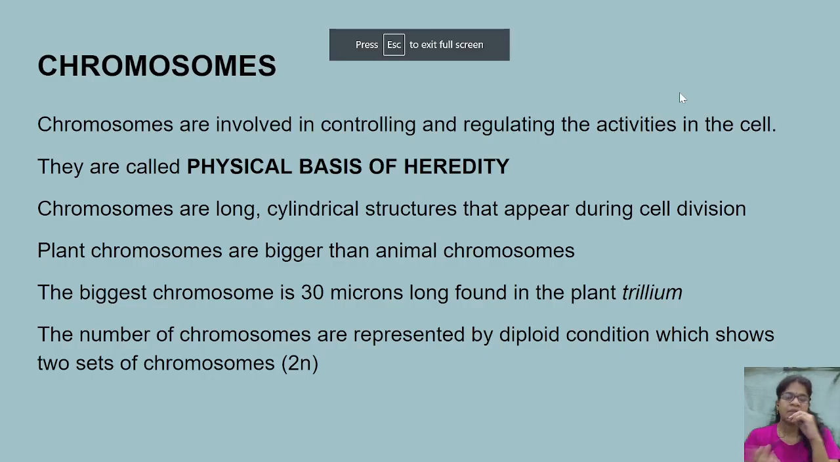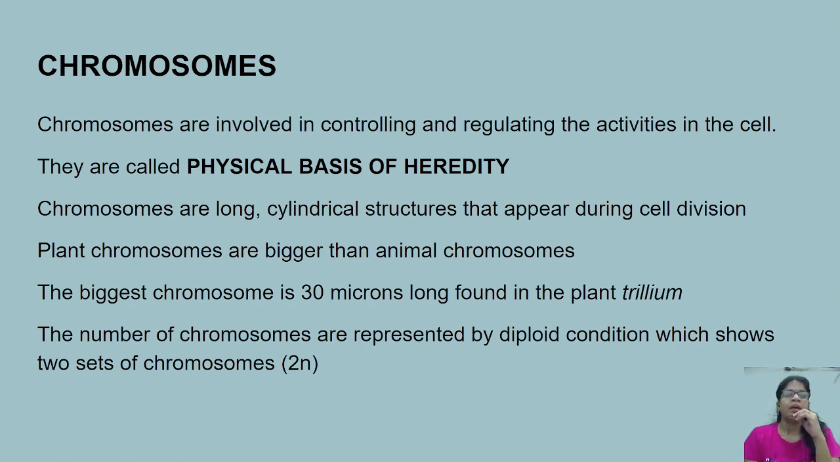In the coming classes, I will also discuss cell division, mitosis, meiosis, and the arrangement of chromosomes. For that, first you need to have a clear idea about chromosomes, the shapes of chromosomes, and the types of chromosomes, like autosomes and allosomes. So in this class, let's discuss the chromosomes.